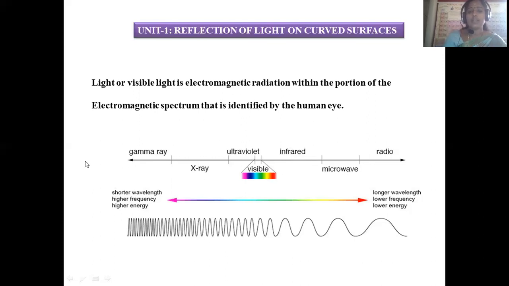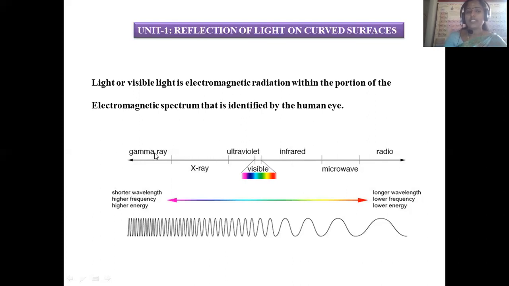If we are moving towards gamma rays, the wavelength of the light will decrease and the energy of the radiation will increase, as well as the frequency of the radiation. So if we are moving towards the radio waves, what happens? Energy will be lower. This will be the descending order of energy, descending order of frequency, ascending order of wavelength, because energy and wavelength are inversely proportional, reciprocal to each other, right?